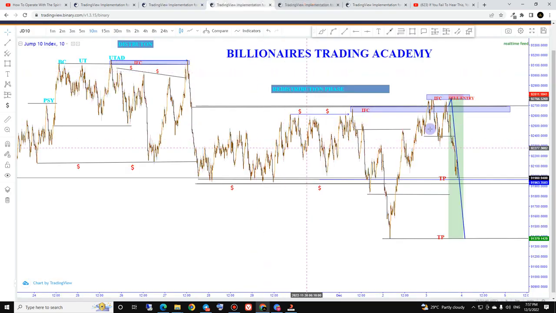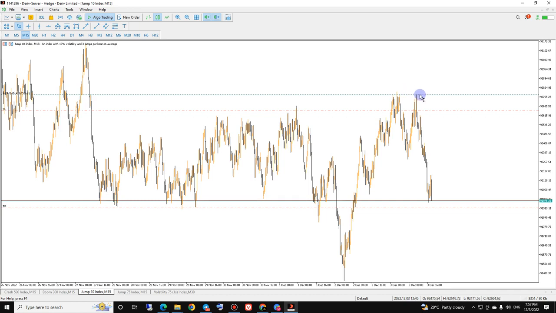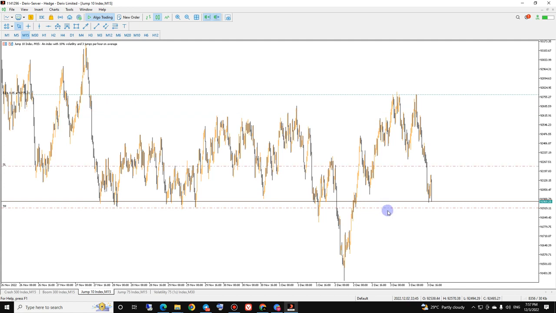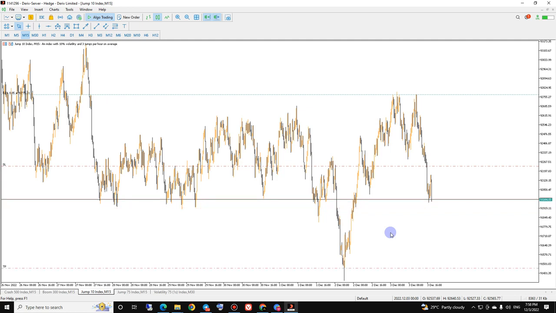Jump 10, just from looking at it, this is the one that I caught. And of course, just to show you the proof, you can see where the entry was, ladies and gentlemen. Very good entry. So what I would do is move my stop loss and put it here. I believe it will be okay there. Since I already took some partial profits, I'll be moving it all the way to this point. I've already secured some good profits, so I'm not worried at all.